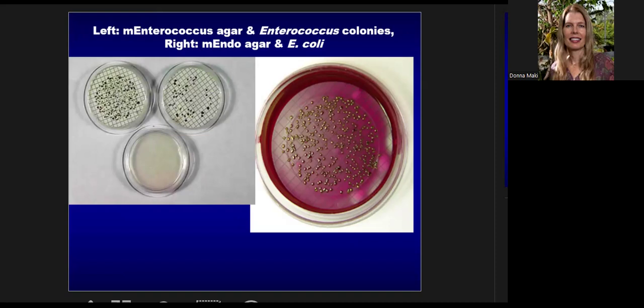So they've designed different kinds of agar now that makes it very easy for E. coli to visually look different. So why do you think they're targeting E. coli? E. coli doesn't always make you sick. Why should we care about E. coli?